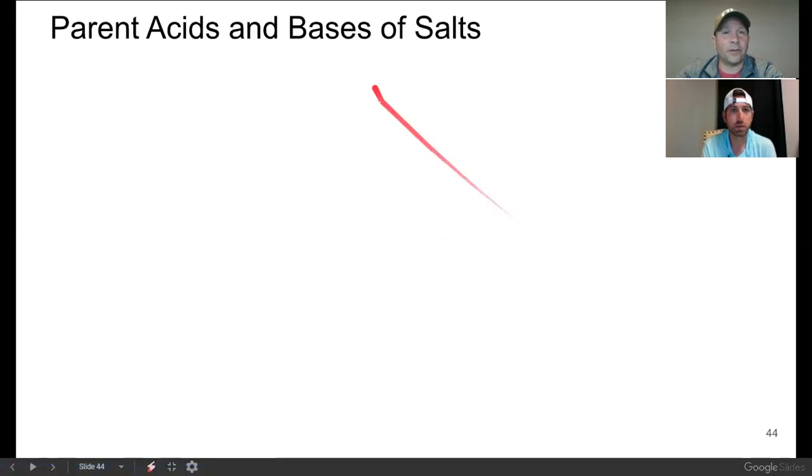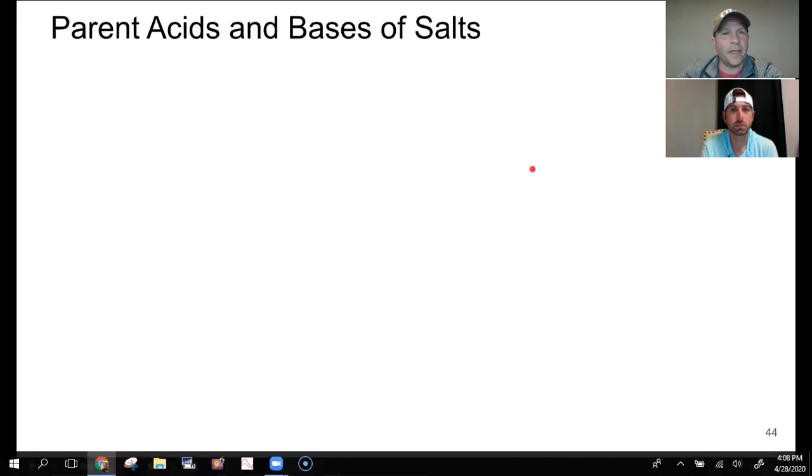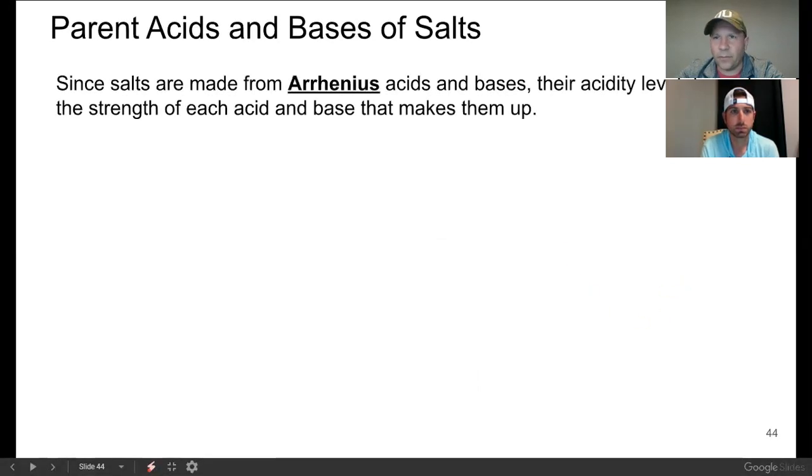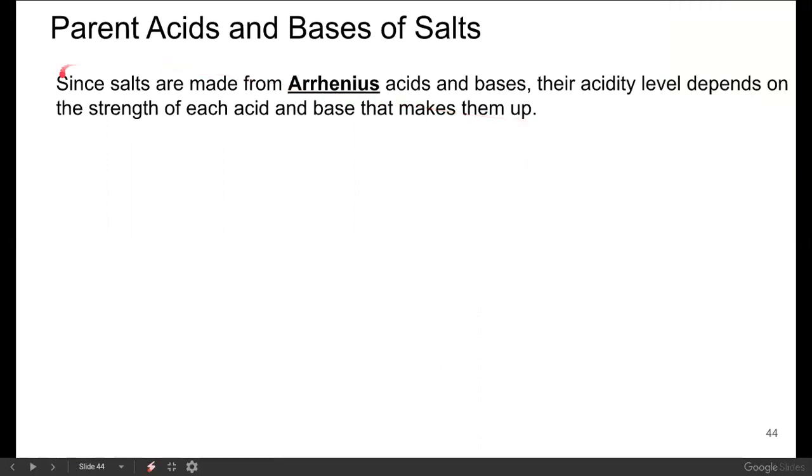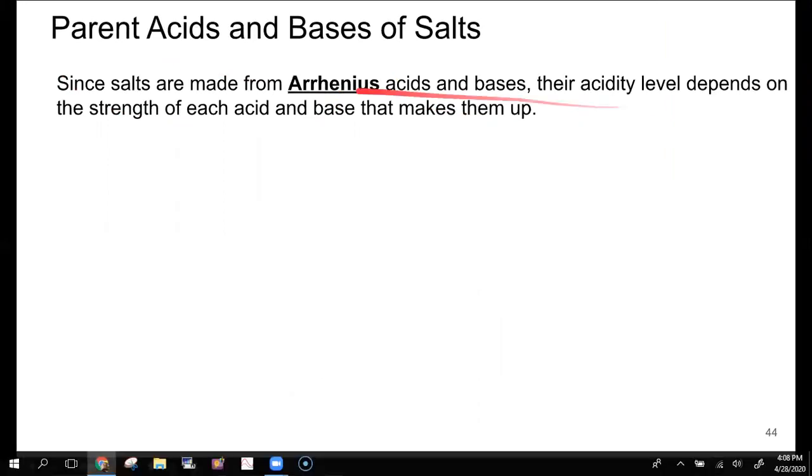What we got first here is what we're calling our parent acids and bases. We have some rules for how to figure out what the parent acids and bases are of salts. Since salts are made up of Arrhenius acids and bases, their acidity level depends on the strength of each acid and base that makes them up. Salts are made up of acids and bases that come together, neutralize, and make a salt.